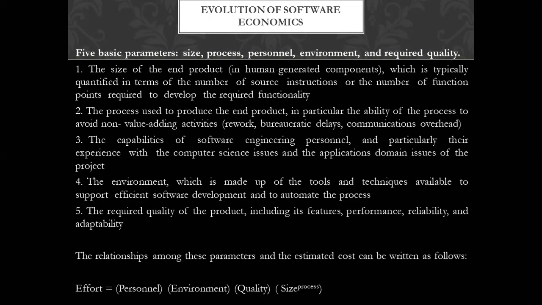we have to talk about how this software economics has evolved. And economics means you have to talk about how you are evaluating your project, on what metrics, on what measurement units you are utilizing, on the basis of which you are evaluating your complete project. Right. So that is your software economics.